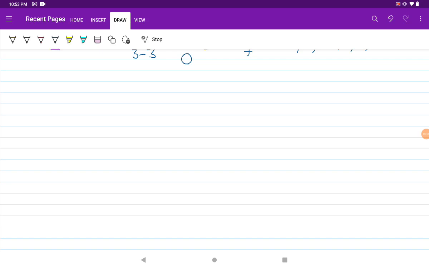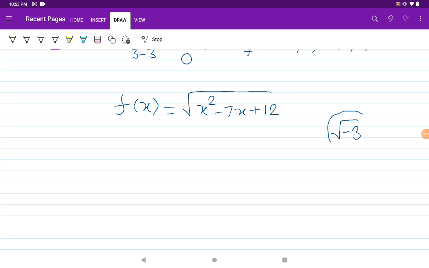Suppose we have a function like this, f(x) is equal to the square root of x square minus 7x plus 12. If I ask you to find the domain of this function, any root of a negative number is not defined. If I ask you what should be the value of the square root of negative 3, there is no real value of this.